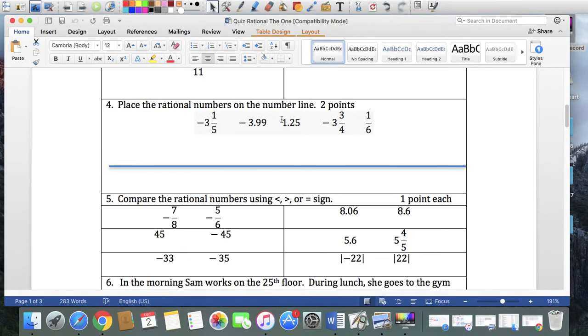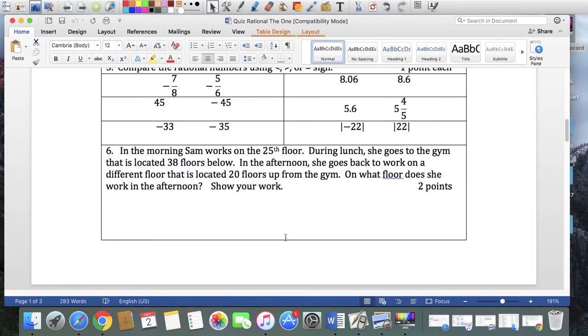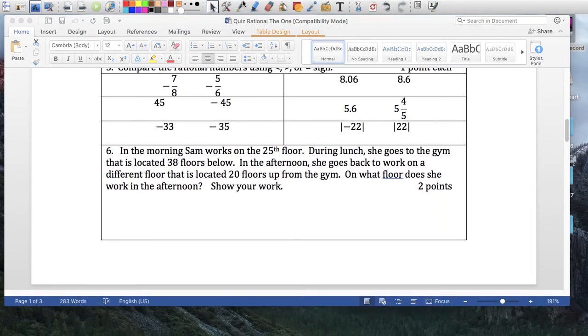Okay, not that bad. Sam works on the 25th floor. Okay, I know we went through this in class, but this is just, he works on the 25th floor. So let me write 25th floor.